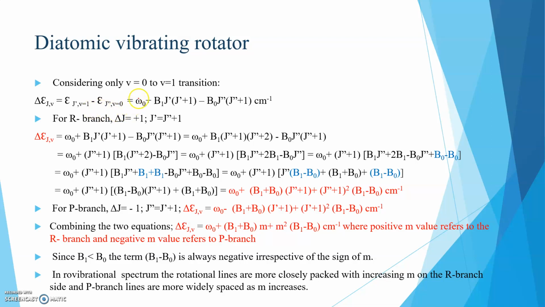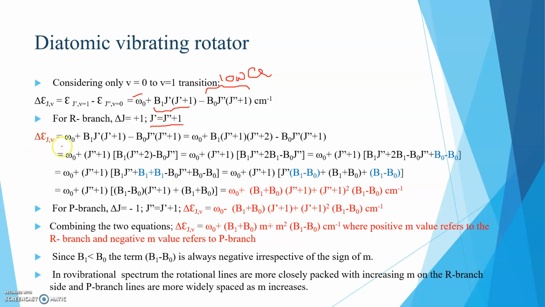You will get omega bar 0 plus B1 J'(J' plus 1) minus B0 J''(J'' plus 1). This B0 term is the rotational energy associated with the lower vibrational state, and the B1 term is the rotational energy associated with the upper vibrational state. So for the R branch, delta J is equal to plus 1, and we know that J' will then be equal to J'' plus 1.